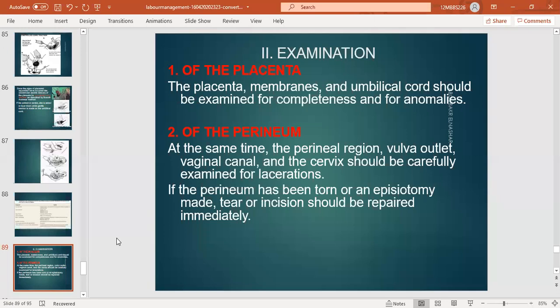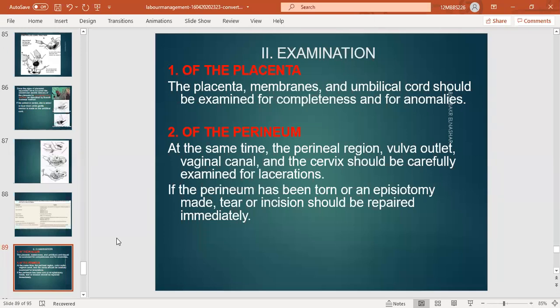If the cotyledons are incomplete, that means that there is a retained product of conception. So you have to put your hand inside the uterus and remove it. If you are not going to do this, then there will be the chances of postpartum hemorrhage and uterine hemorrhage. You have to look for the membranes, whether all the membranes have come, and look at the umbilical cord for the arteries and veins.